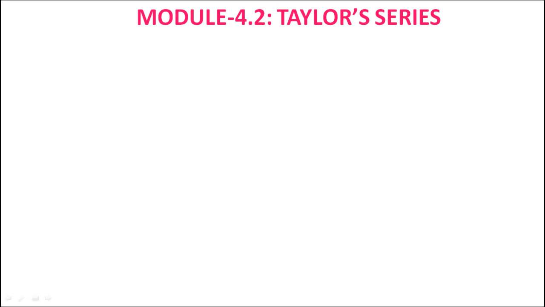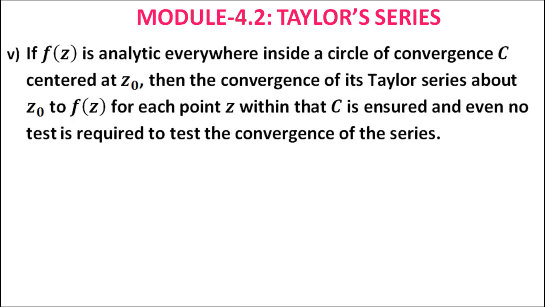And the final point to notice from the Taylor series is, if f of z is analytic everywhere inside a circle capital C centered at z0, then the convergence of its Taylor series about z0 to f of z for each point z within that C is ensured, and no test is even required to test the convergence of the series. That is the guarantee given by the Taylor series, if the function is analytic everywhere inside a circle of convergence.